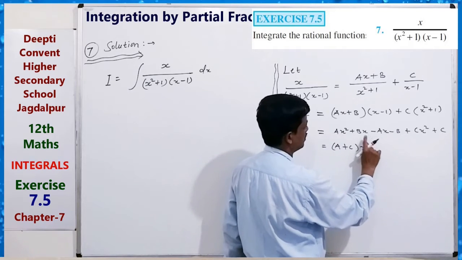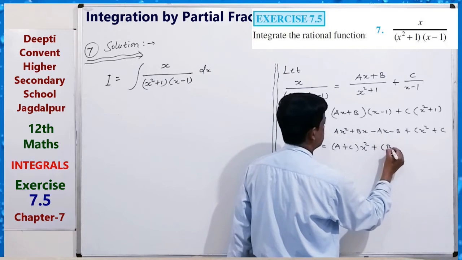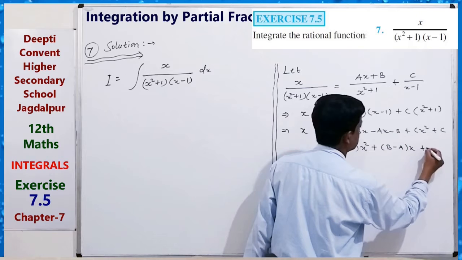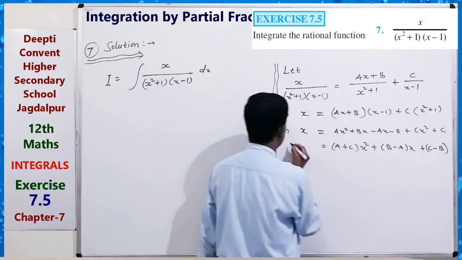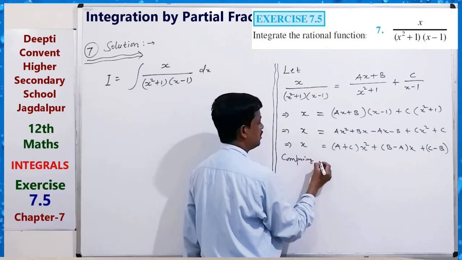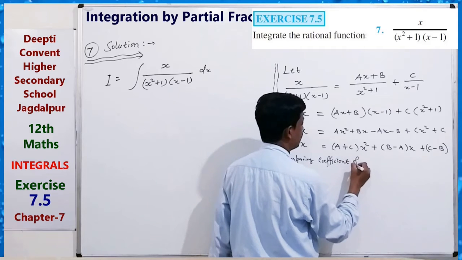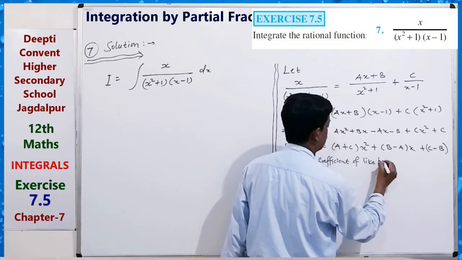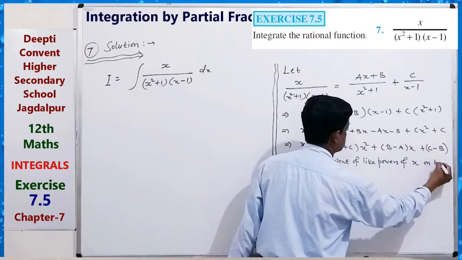Now coefficient of x means b minus a x, and constant term is c minus b. This is the constant term. On the left side is x. Now comparing, in this case you have to compare coefficients of like parts, or same power of x, on both sides.